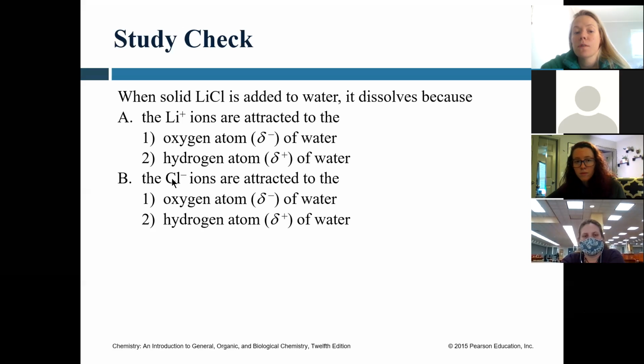The opposite is true of the chlorine. The chlorine is going to be attracted because it has a negative charge, just like opposite ends of magnets. It's going to be attracted to the hydrogen atom, or the positive end of the water. And that's true for all ions. The negative is going to get attracted to the positive hydrogen. The positive is going to get attracted to the negative oxygen in each water molecule.